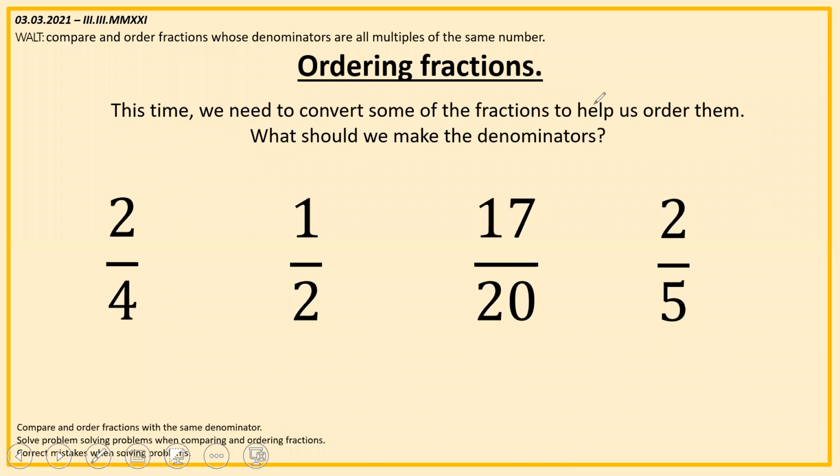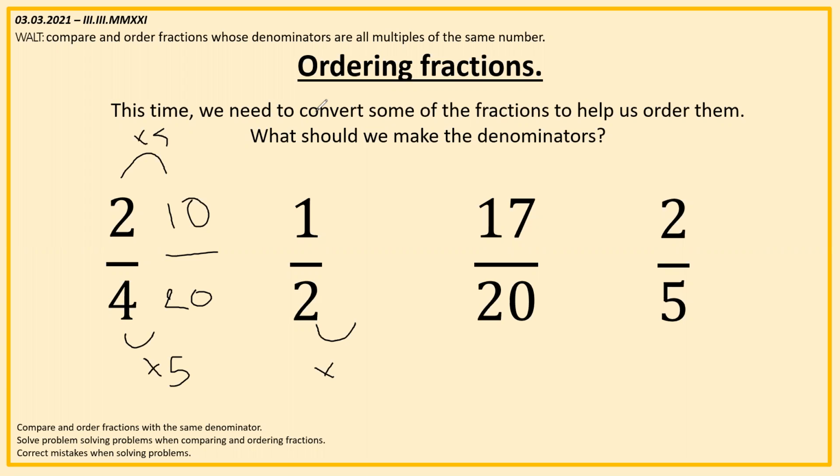Now, one more here. So again, we've got different denominators, so we need to work out what we are going to put them as, so they are the same. So we're going to work with 20 here, because these are all factors of 20. So how do we get from 4 to 20? We multiply it by 5, so we do the same to our numerator. How do we get from 2 to 20? We times it by 10. So we do the same to our numerator. So again, we've got 2 of the same fractions there.